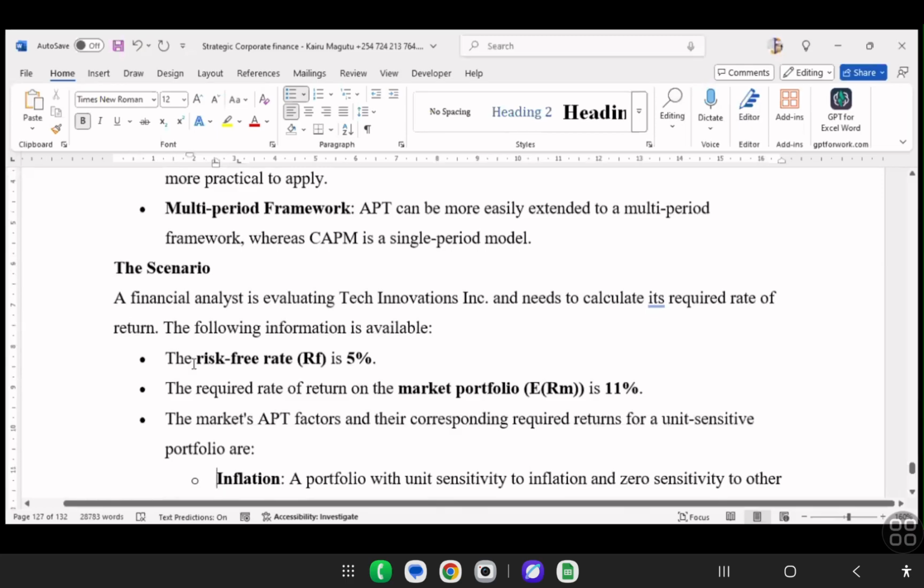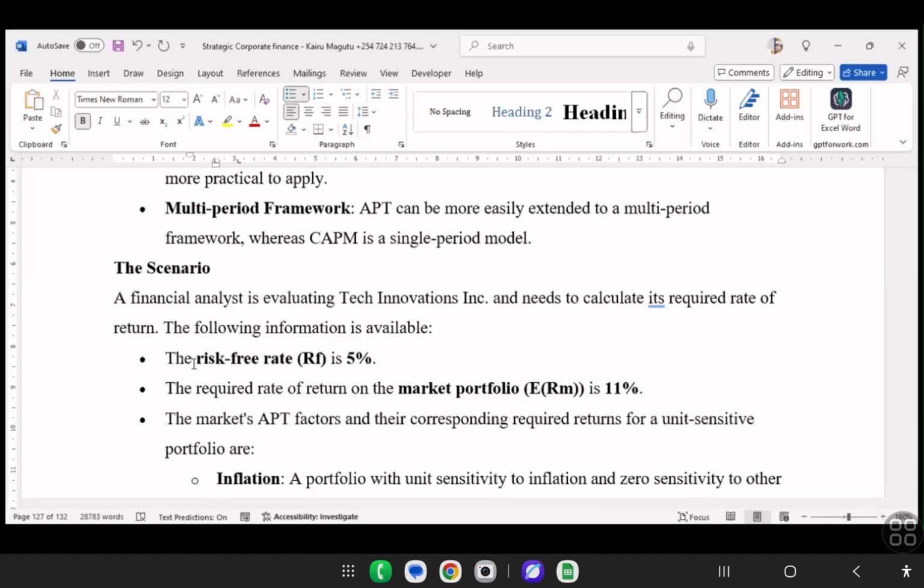Someone had asked a question. I want to demonstrate it with an illustration. A financial analyst is evaluating a tech innovation corporation and needs to calculate its required rate of return. The following information is available. Number one, the risk-free rate is 5%. Number two, the required rate of return of the market portfolio, that is the expected return of the market, is 11%.